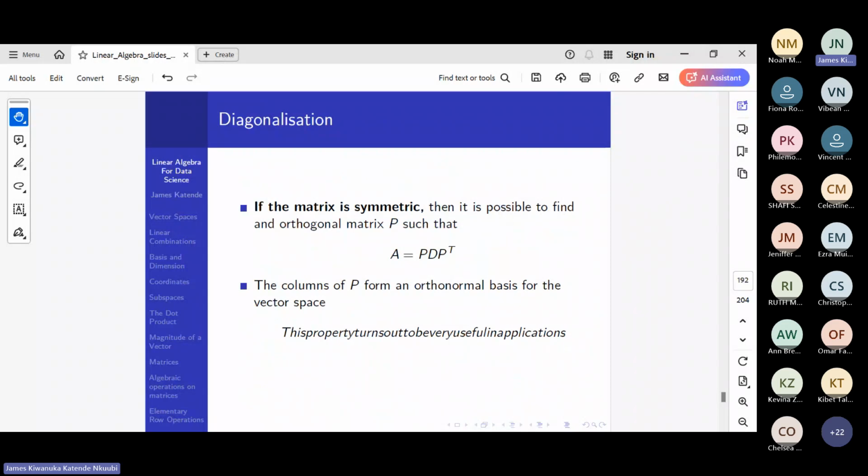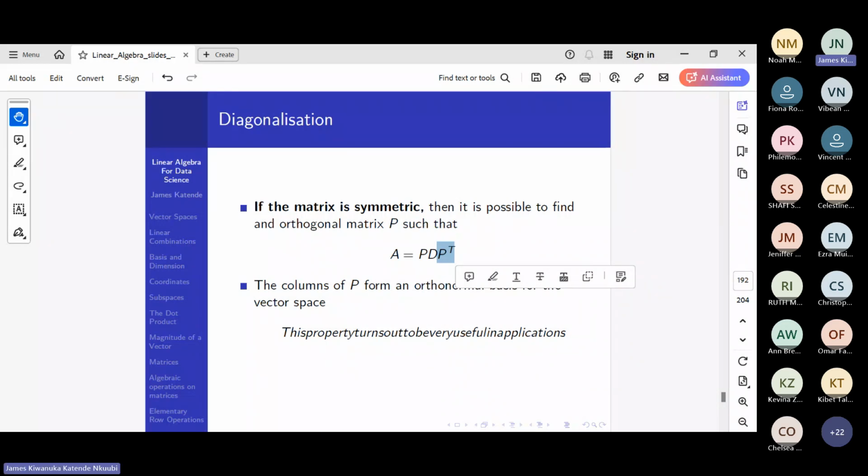So it's the special case where the matrix is symmetric. Remember, a matrix is symmetric if it is equal to its transpose. If a matrix is symmetric, then it makes your work a bit easier. It's possible to find an orthogonal matrix P which diagonalizes A. An orthogonal matrix makes your work easier because the inverse of an orthogonal matrix is just its transpose. Once you have the matrix, all you have to do to get the inverse is get its transpose. Then your work becomes easy.